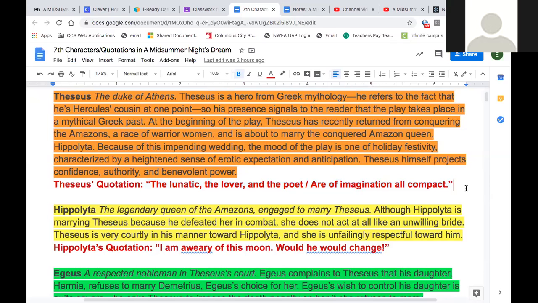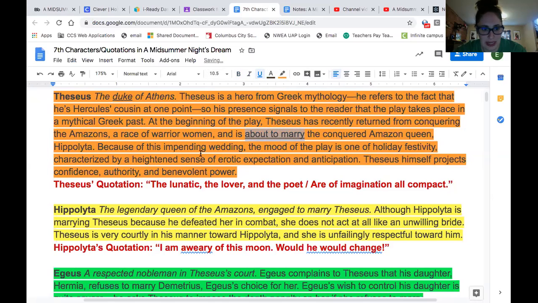Okay, so I think what's key to remember about Theseus is that he's the Duke. That's important. And he is about to marry. That's also important. And that he's benevolent. So he's fair in the justice he provides.